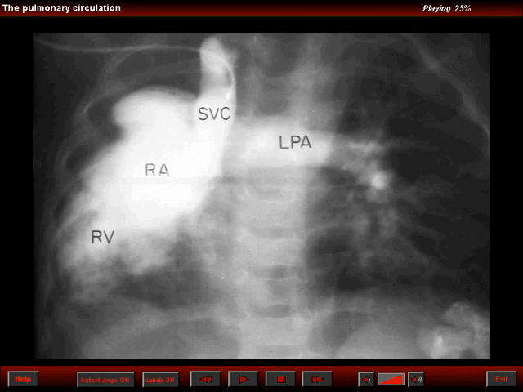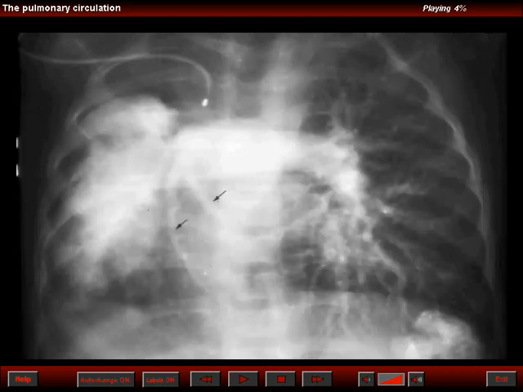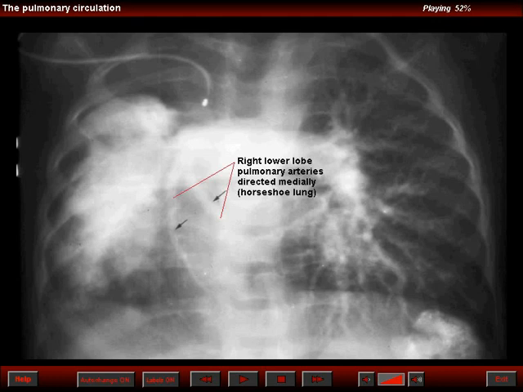A pulmonary angiogram showed a dextral position of the heart, and we do not see adequate filling of the right pulmonary arteries. In a late phase of the pulmonary angiogram, we note that the right lower pulmonary arteries are directed immediately towards the spine. This is a virtually pathognomonic sign of a horseshoe lung.